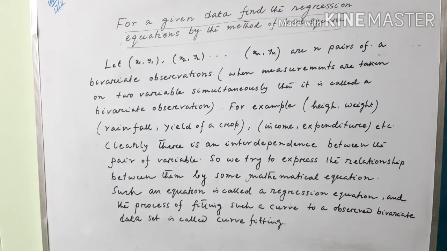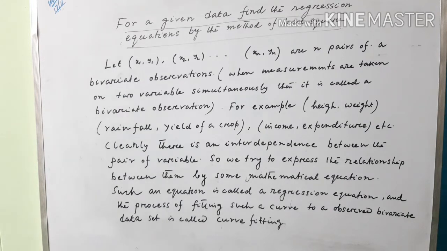For a certain plot or for certain state, you say state West Bengal, Tamil Nadu, or like states. For the last 10 years, you have measured the rainfall and yield of a certain crop. For some family, you have measured the income and expenditure for last 10 months. So these type of data, when two variables are measured simultaneously, then we say that it's a bivariate data.